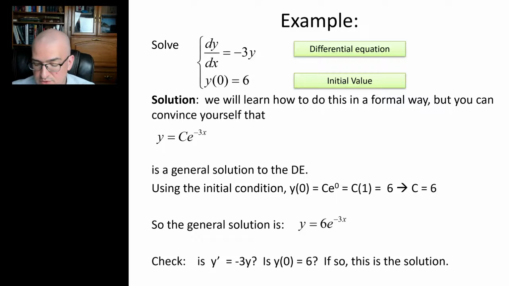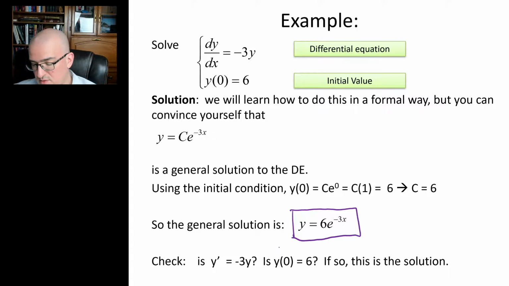And that our general solution that solves both requirements is this one. y is equal to 6 times e to the negative 3x. I invite you to go and check that it meets both of those requirements.